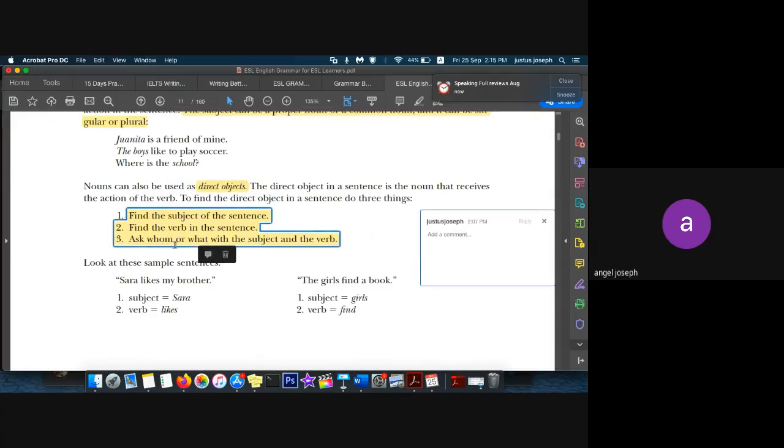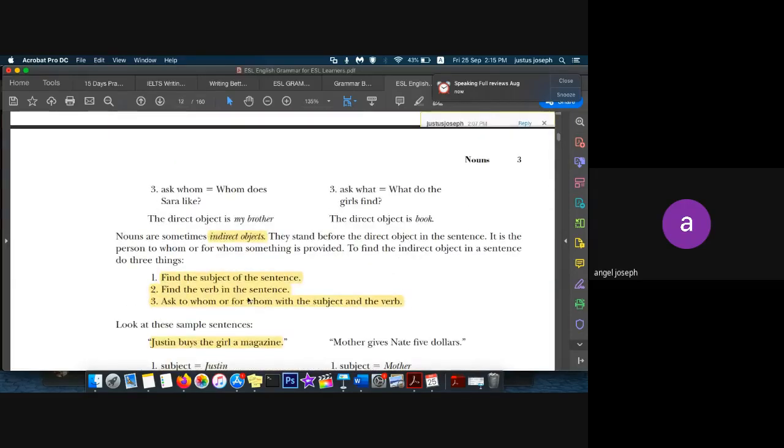When we were finding out the direct object, the question we asked ourselves was, who or what? The question format was subject plus verb plus whom or what. The answer to this question was the object. In this case, we are asking to whom or for whom.